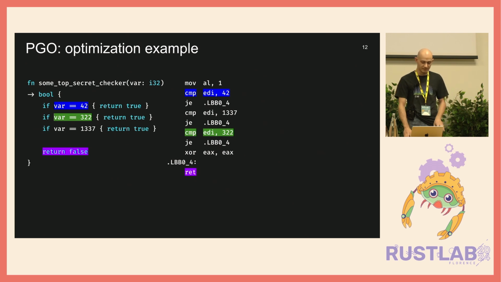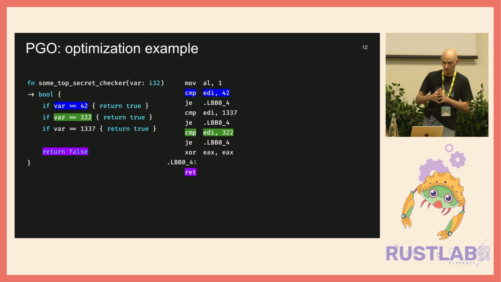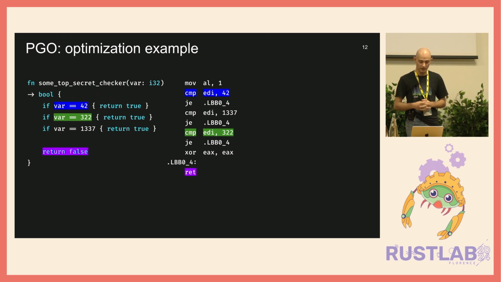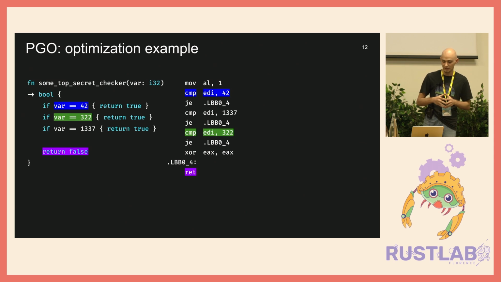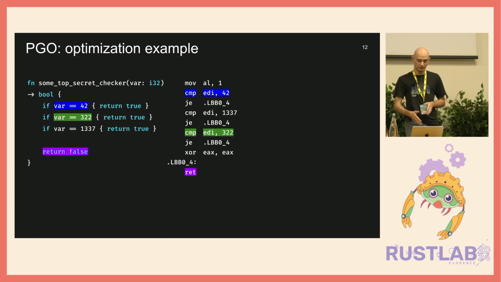So let's start with a simple example of PGO optimization. On the left side, we have a simple function in Rust that compares the input variable with three values, and that's it. And in the middle, we have the resulting assembly that is compiled in release mode, opt level 3. And we have pretty straightforward assembly.